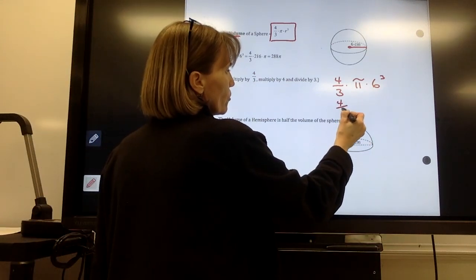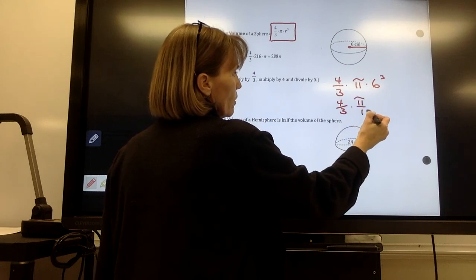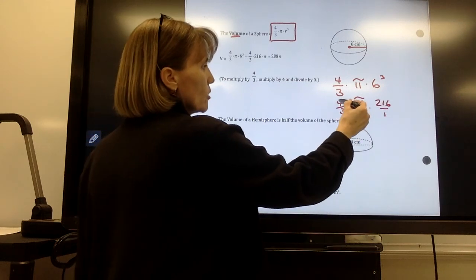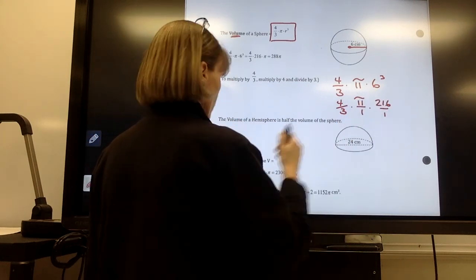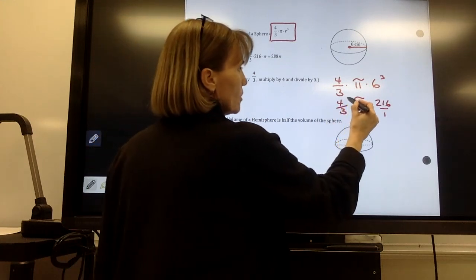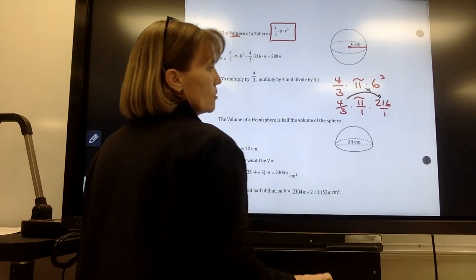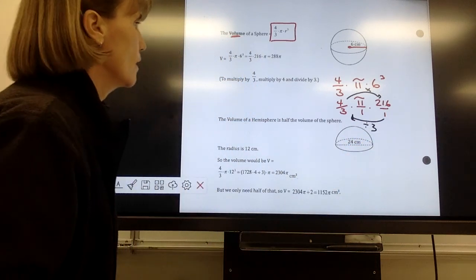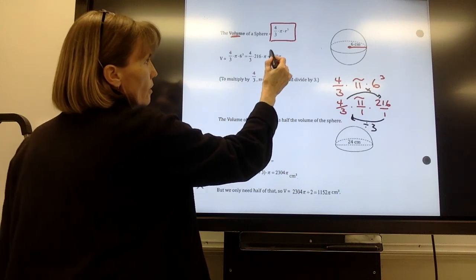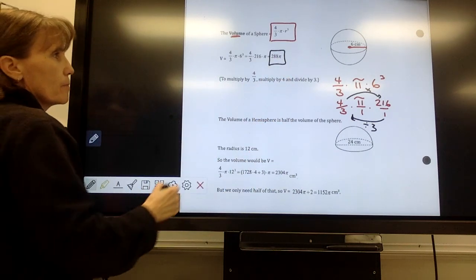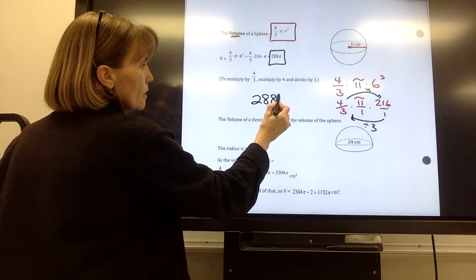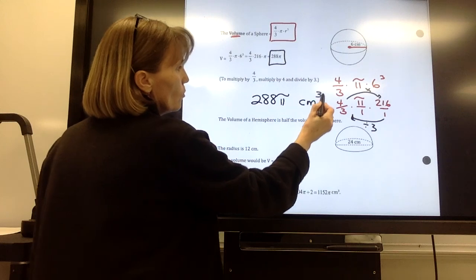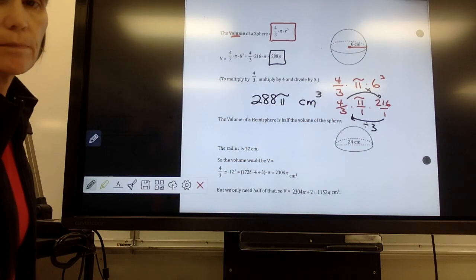Okay, so that would be 4/3 times pi over 1 times 216 over 1. So you're going to want to take 4 times 216. When you do this on your calculator, you can take 4 times 216, and then you're going to divide by 3. 4 times 216 divided by 3, you're going to end up with 288 pi. We're going to leave pi in our answer, and this would be centimeters cubed, since it's volume, we cube it.